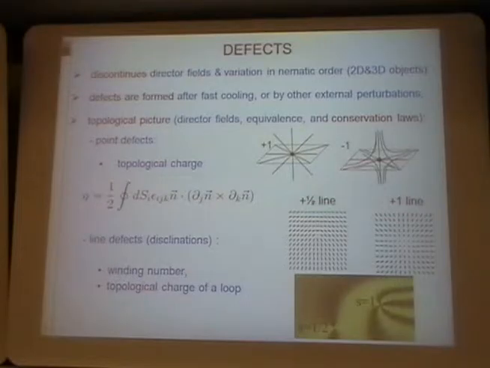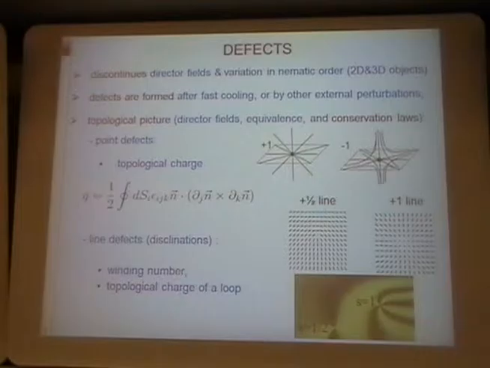And then particularly important for further things will be line defects. These are curves in space along which the vector is singular, and the most important are the 1/2 disclination lines. Here a plus 1/2 is presented in cross section, so the vector goes around it and turns by 180 degrees. Because the director is not a vector but has no direction, like polarization, we are talking about the possible 1/2 defect line, while a typical 1 defect line is based on usual vectorial fields.